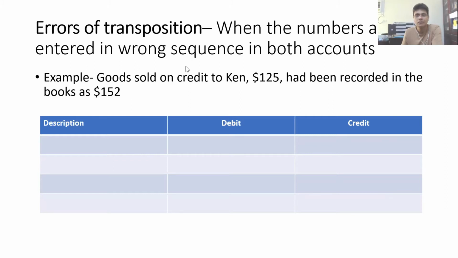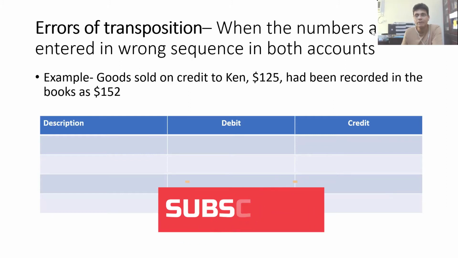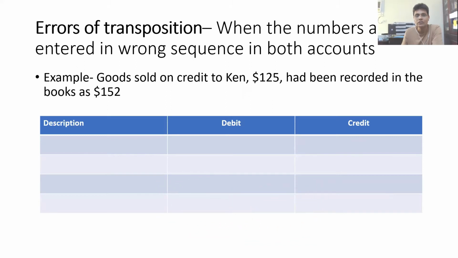Errors of transposition. This is when the numbers are entered in the wrong sequence in both accounts. For example, let's say goods sold on credit to Ken, $125, had been recorded in the books as 152. I told you, no? So these are known as errors of transposition.